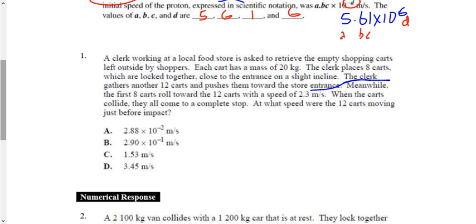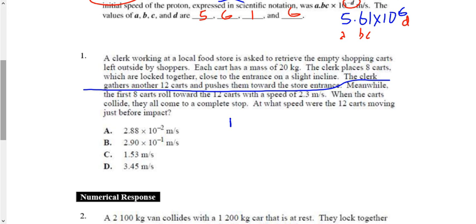This is the first point that really matters here, okay? That's really a part of the problem. We've got 8 carts rolling towards 12 carts at a speed of 2.3 meters per second. Make sense? 12 are not stationary, it doesn't say that. 8 are moving towards 12 together, right, in a head-on collision, and then they come to a complete stop. What speed was the 12 carts moving just before impact?